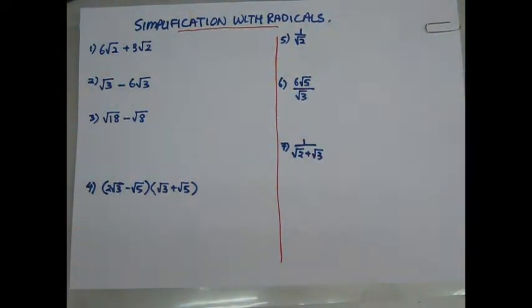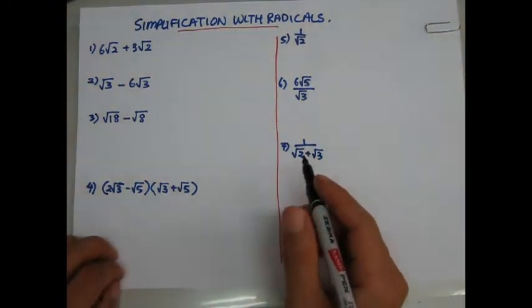Today we talk about simplification with radicals. So we look at these questions, 1 to 7. You may want to try this by yourself first by pausing the video, and then when you're ready, look at the video again and check your answer. All right. Okay, let's start.